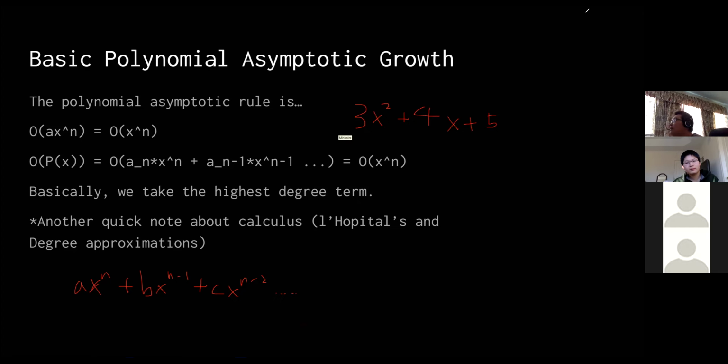Okay, so a polynomial, if I write this in summation form, is the sum from i equals 0 to n of a_i x^i. The actual definition of a polynomial is basically anything that has a degree. Every term has some coefficient followed by some x followed by some degree, and you add them, right?